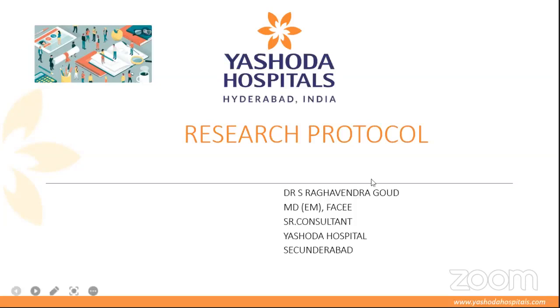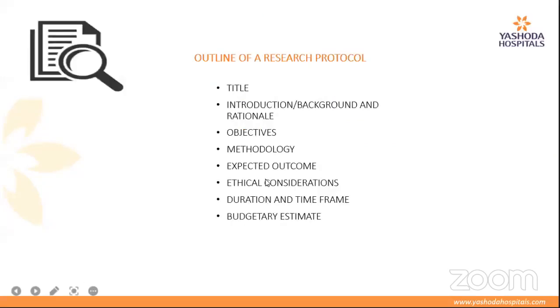Next slide. Okay, as we see, the outline of a research protocol consists of various steps, which starts with the title, and there are different steps starting from the introduction to the objectives, what are we looking for, how are we planning to go ahead, what is the methodology, and what are the expected outcomes, ethical considerations, duration, and last but not least, the budgetary estimate.